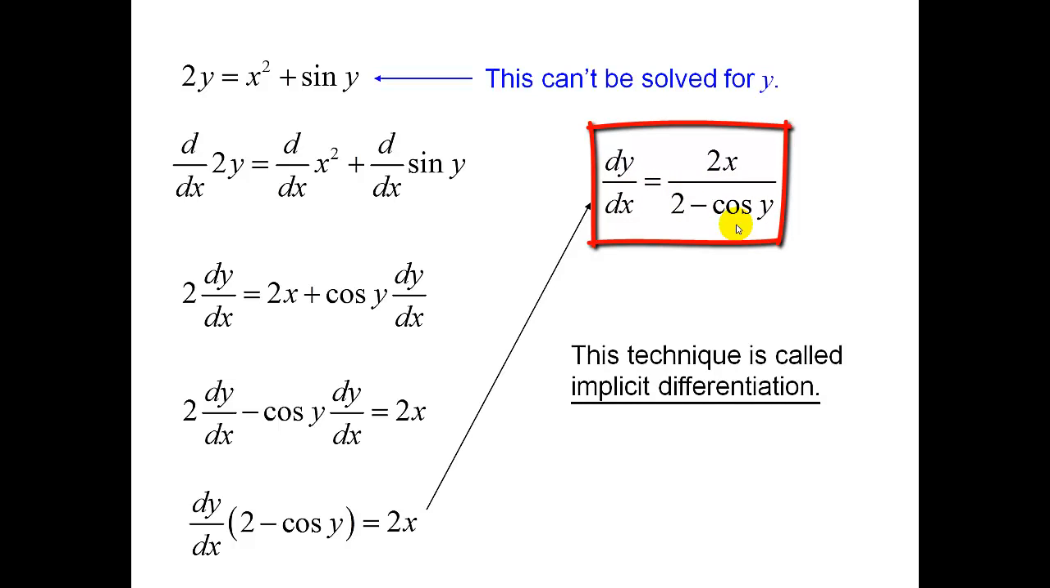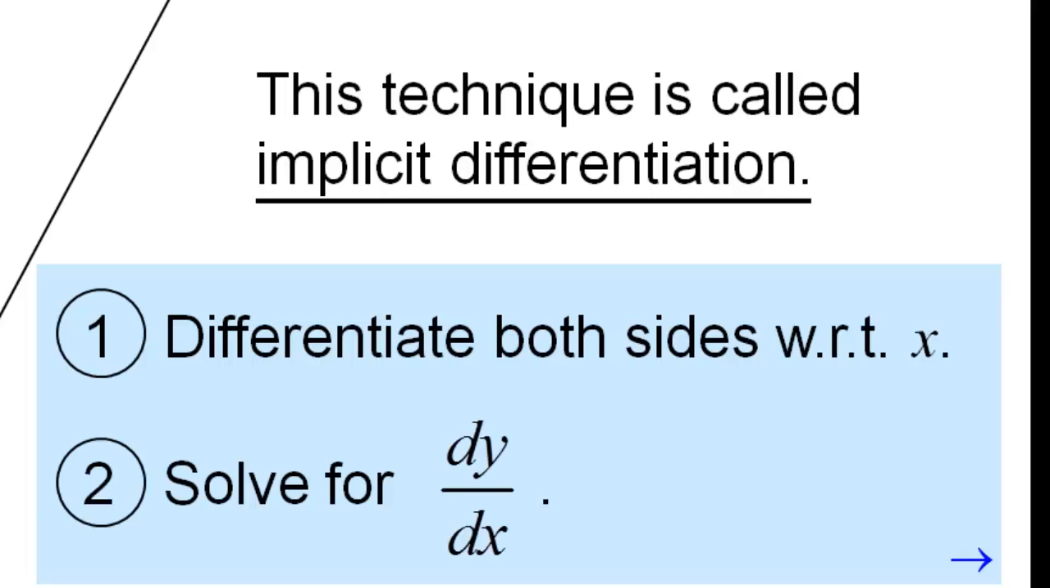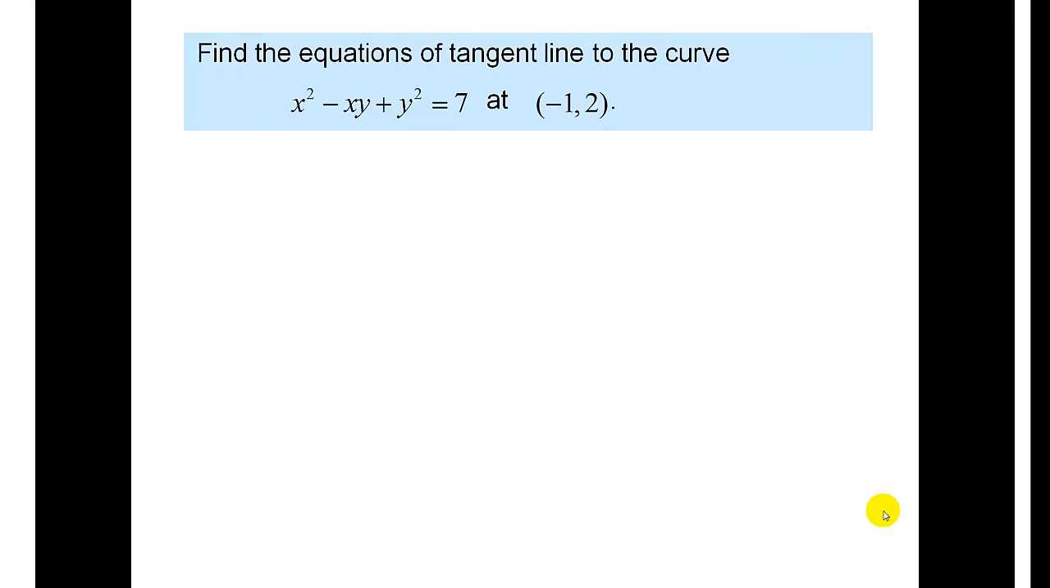And this is called implicit differentiation. As long as we know the x and y coordinates of any point we're interested in, we can find the rate of change of y with respect to x at that point. Steps in implicit differentiation. First, differentiate both sides with respect to x. Then solve for dy/dx, the rate of change for y with respect to x, by isolating the dy/dx term or terms on one side.